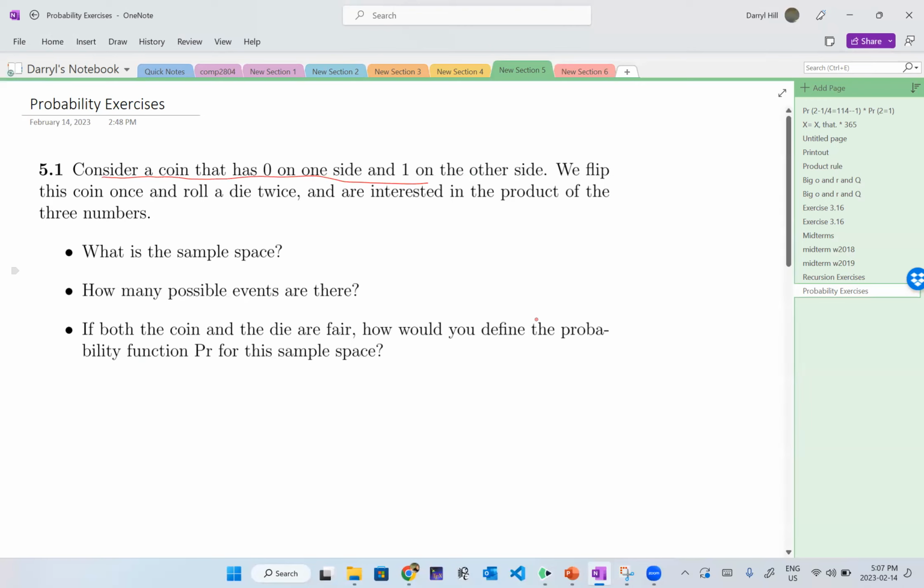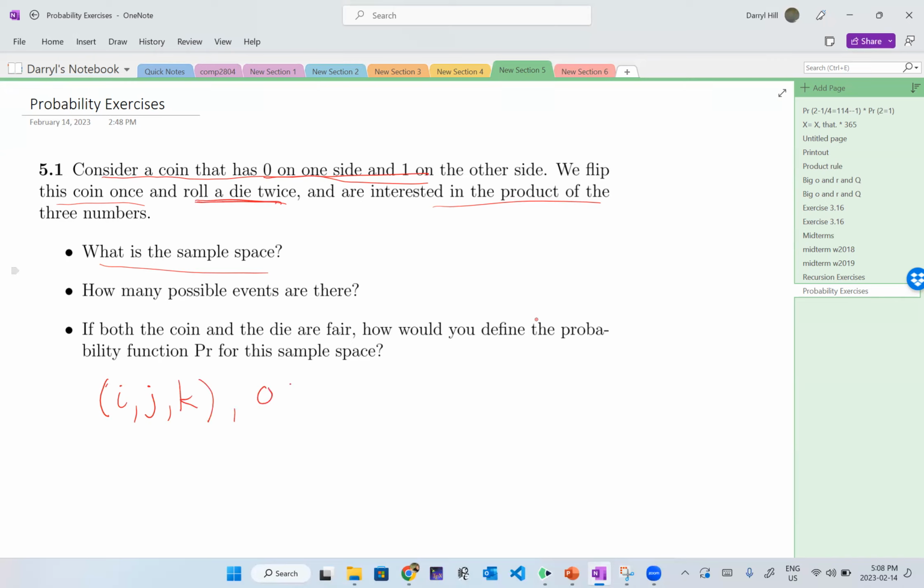So consider a coin that has a 0 on one side and a 1 on the other. We're going to flip this coin once and roll a 6-sided fair die twice. And we're going to take the product of the 3 numbers. So we need to define the sample space. Simple enough. I can define it in terms of just a triple, and then I can map that triple to some value, the same way we did with the red die and the blue die. The first number in my triple will be the coin flip, so that'll be 0 or 1. Let's call that I. The second number will be rolling a die. We'll call that J. And the third number will be rolling the die the second time. We'll call that K.